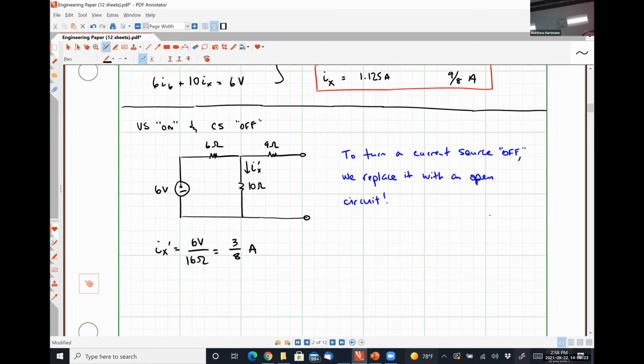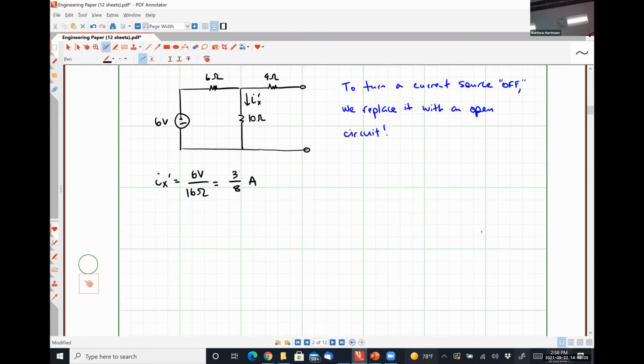Now let's look at this same circuit, but with the voltage source off. What does it mean for a voltage source to be turned off? It's supplying 0 volts. So we want an element that forces the voltage drop across it to be 0 volts. What is that? A short circuit. So we replace our voltage source with a short circuit, and then we redraw the rest.